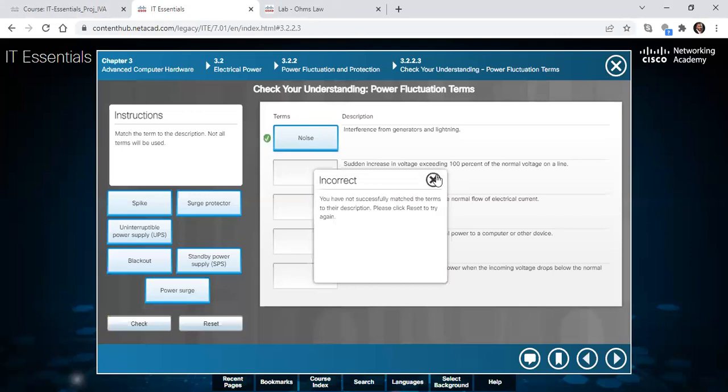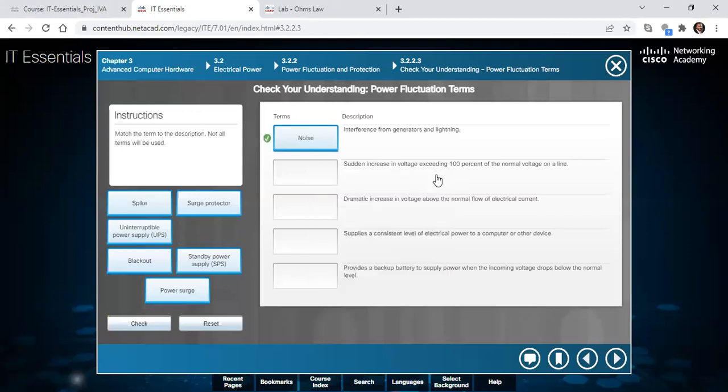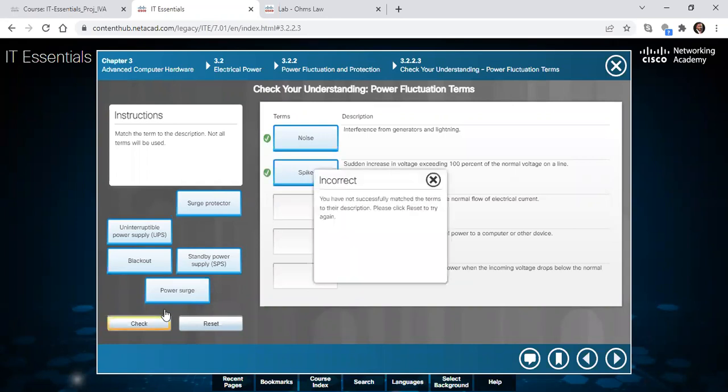All right, let's move to the second one. Group B. Sudden increase in voltage exceeding 100% of the normal voltage on a line is called what? Spike. Final answer? Yes. Correct.